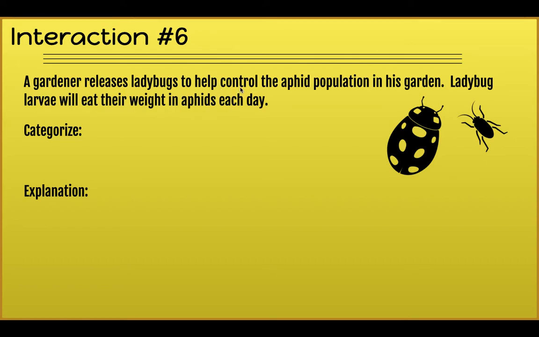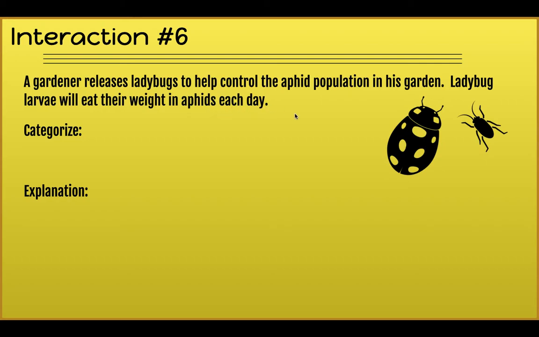A gardener releases ladybugs to help control the aphid population in his garden. Ladybug larvae will eat their weight in aphids each day. So there's an organism in this scenario that a lot of students don't recognize right away. Can you tell me? There's actually 3 organisms in this scenario. Even though we have a picture here of the ladybug and the aphids, there's one more organism in there. If you said the gardener, you are correct, right? So the gardener is releasing the ladybugs to help control the aphid population in the garden. And the ladybug larvae will eat their weight in aphids each day.